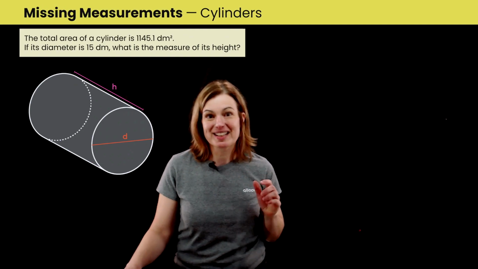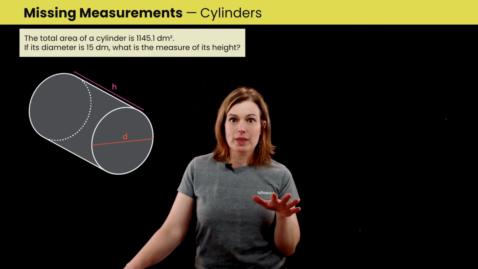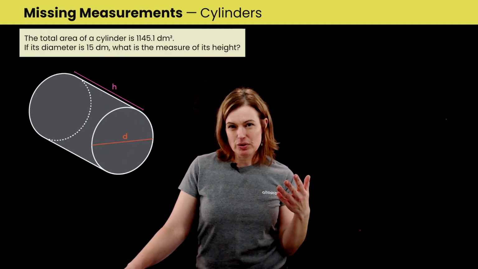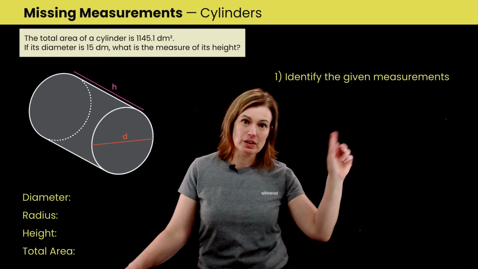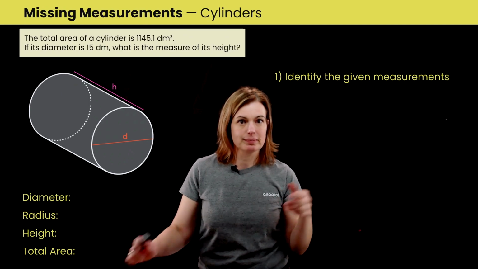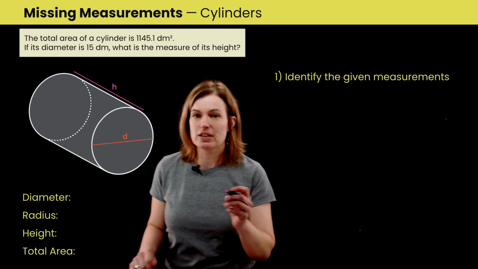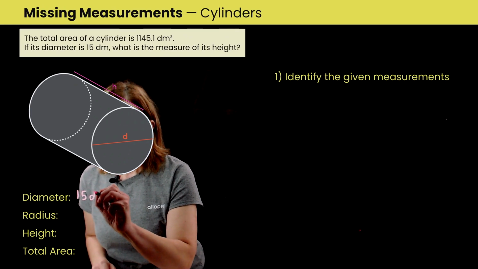All right, so our second example involves a cylinder. The total area of a cylinder is 1,145.1 decimeters squared. If its diameter is 15 decimeters, what is the measure of its height? So the first thing we're going to do is identify the given measurements. So the diameter is given to us. We know that that is 15 decimeters. So I'm going to write that in right here, 15 decimeters.